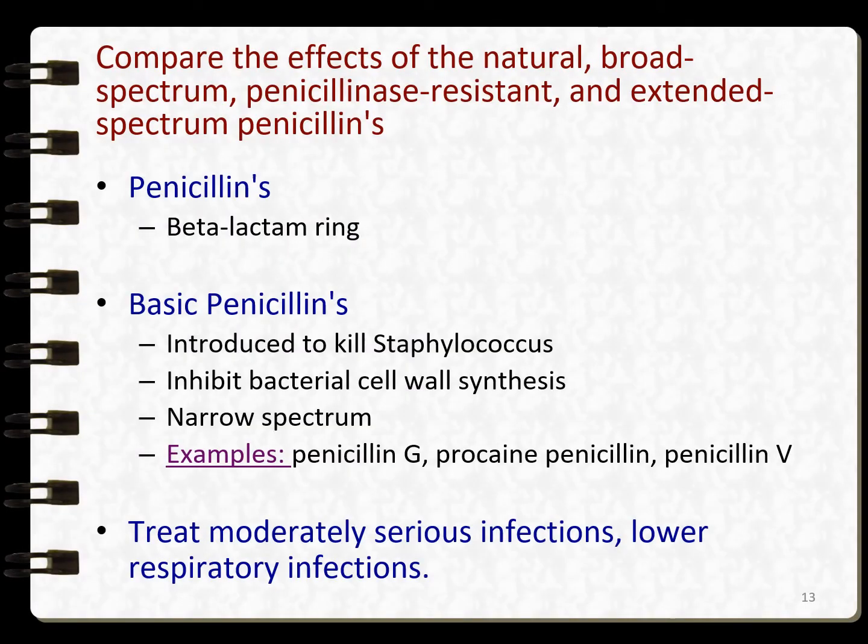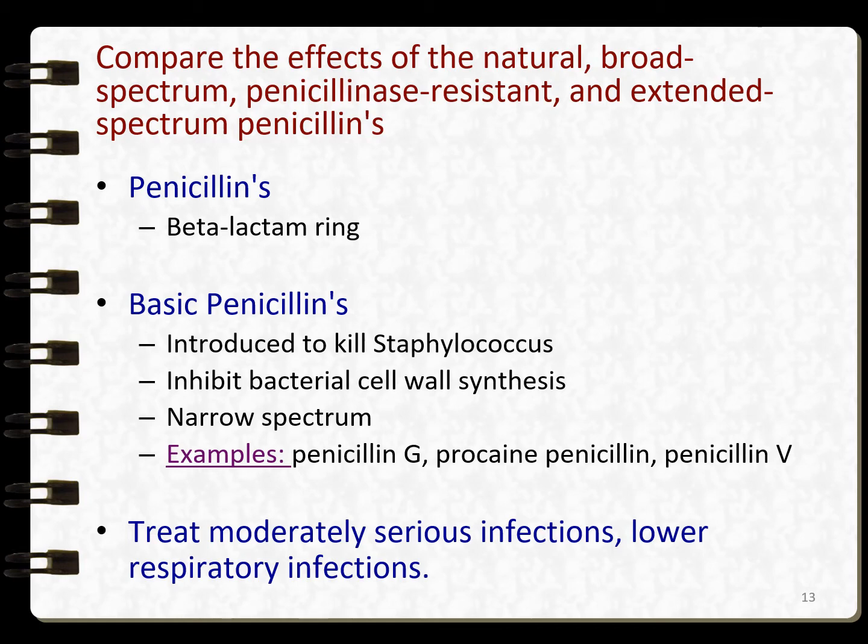So comparing the effects of the natural, broad spectrum, penicillinase-resistant, and extended spectrum penicillins. This is outcome 5. Penicillins are referred to as the beta-lactam antibiotics. Penicillin's beta-lactam ring structure interferes with bacterial cell wall synthesis because it inhibits the bacterial enzyme that is necessary for cell division and cellular synthesis.